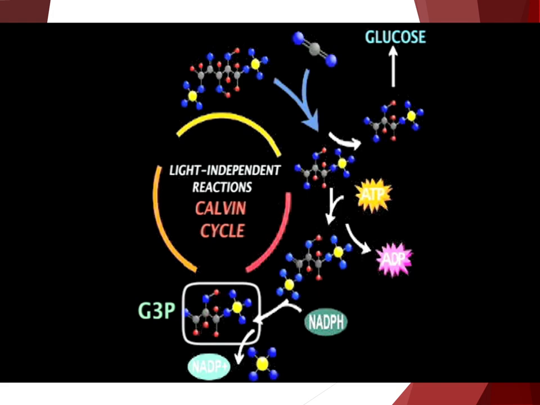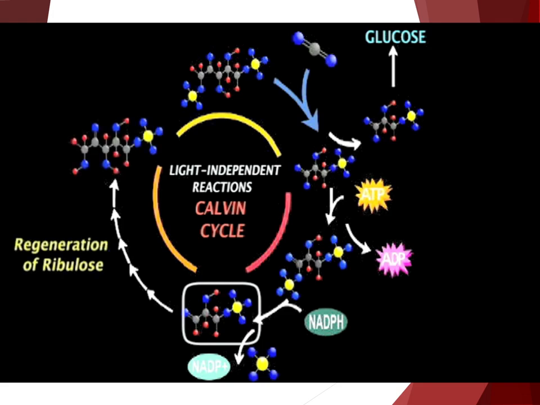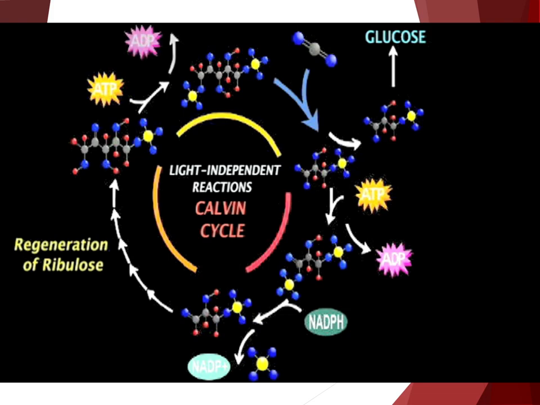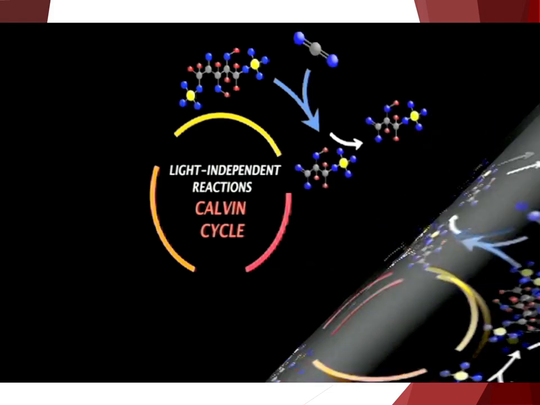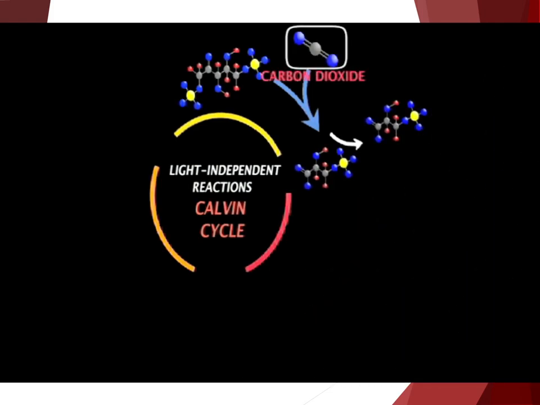After that, a complex series of steps known as the regeneration of ribulose takes place that consumes another molecule of ATP. These steps result in the formation of a new ribulose biphosphate molecule, and with that, the Calvin cycle is complete. Now the cycle repeats itself with the fixation of a second molecule of CO2.